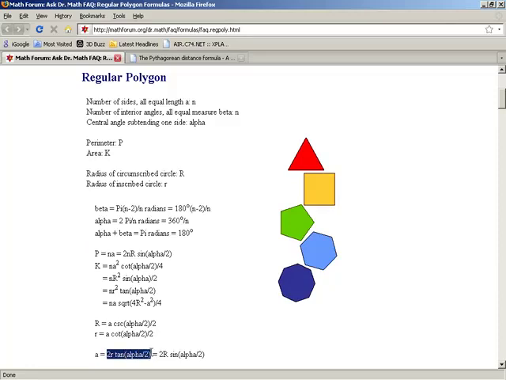So wait a minute. A equals this formula, which equals this formula. All right, what's the difference between the two? Let's look a little closer. We're using tan in this one, sine in this one. That's irrelevant. Looking a little bit closer.